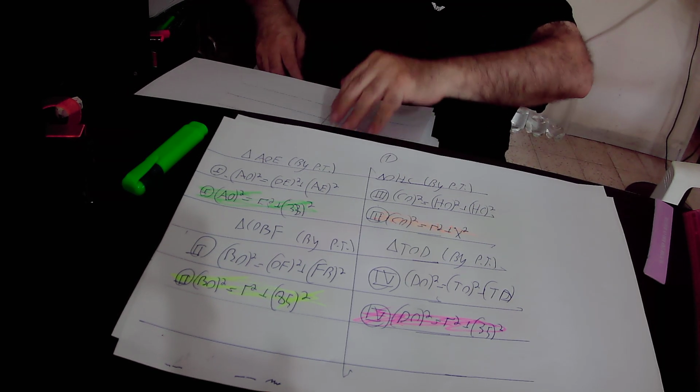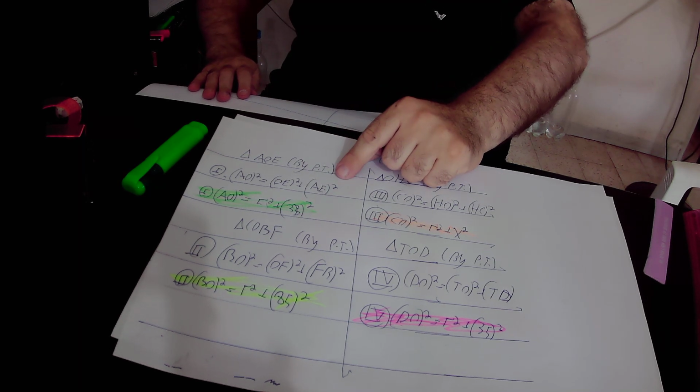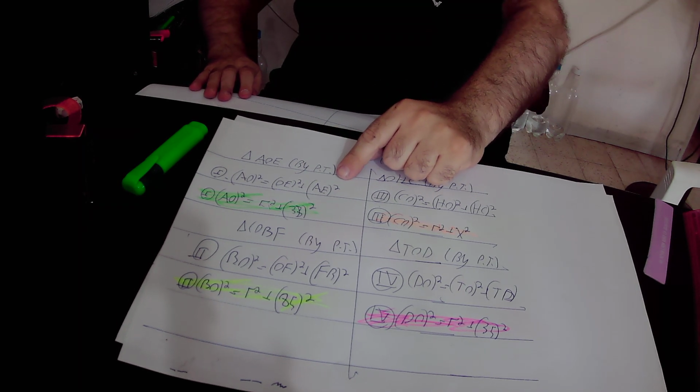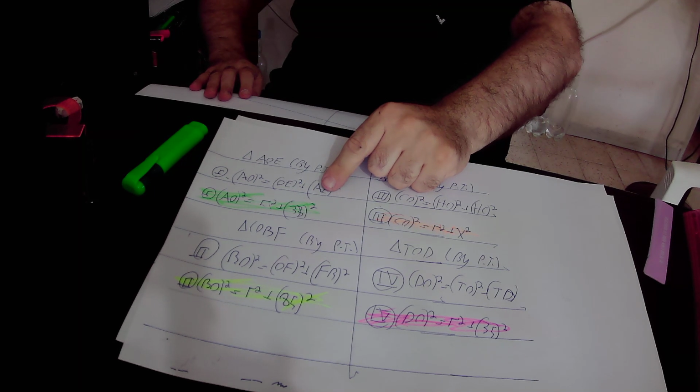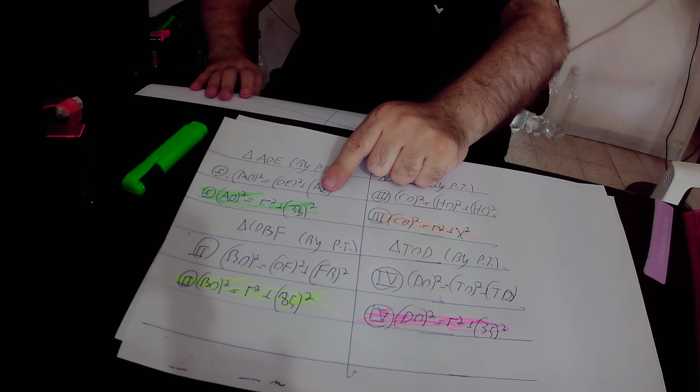So therefore AO square equals OE square, that is R square, plus A square, that is 33 square. So according to equation number 1, I found out that AO square equals R square plus 33 square.